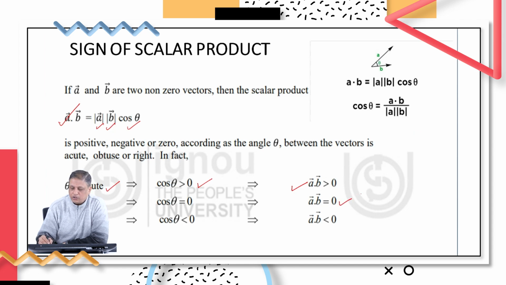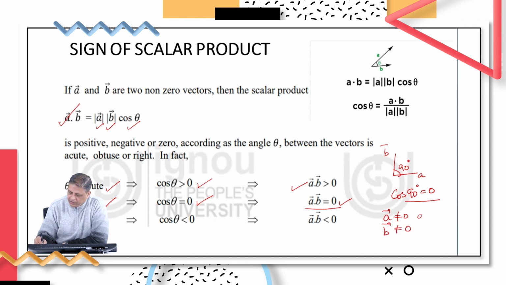If A dot B is equal to 0, that means vector A and vector B are perpendicular to one another, as a result of which the angle is 90 degrees and cos of 90 degrees is equal to 0. So that means theta is a right angle and cos theta is equal to 0. In this situation, we need to have the observation that vector A should not be equal to 0 and vector B should not be equal to 0. But if A dot B is equal to 0, this implies theta is 90 degrees. So that means it is a right angle.